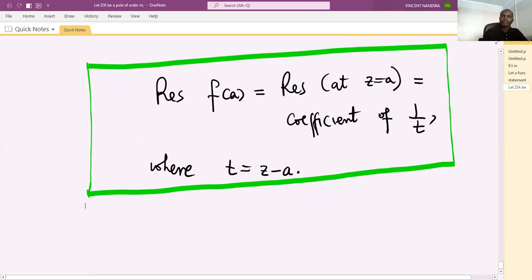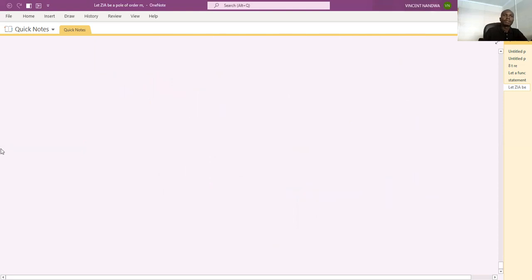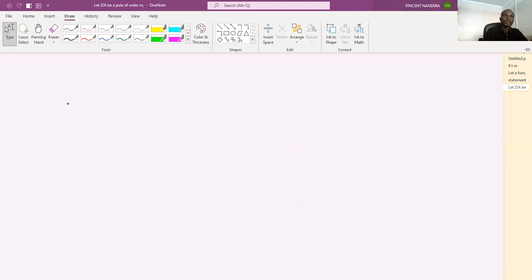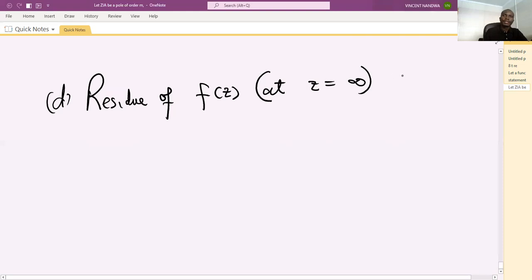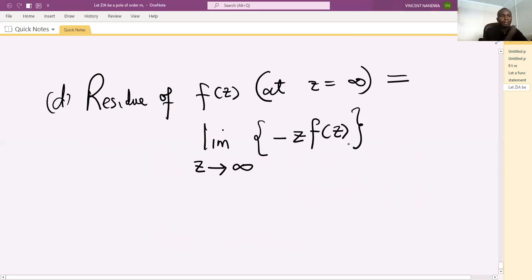And lastly, let's give the formula for finding the residue at z equals infinity. The residue of the function f of z at z equals infinity is given by the limit as z approaches infinity of minus z times f of z. So don't forget that formula.